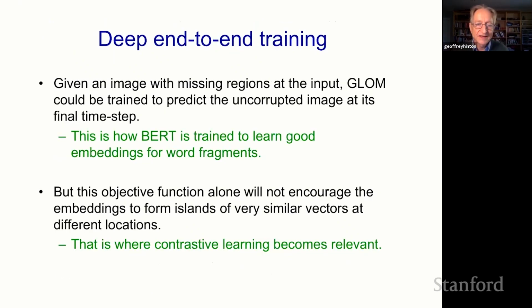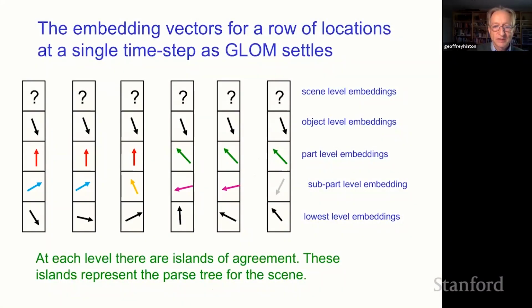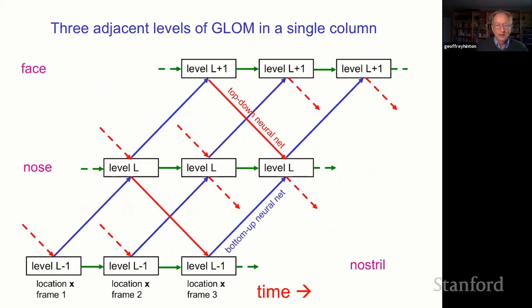Okay, I'm getting near the end. How would you train a system like this? Well, obviously you could train it the way you train BERT. You could do deep end-to-end training. And for GLOM, what that will consist of, and the way we trained a toy example, is you take an image, you leave out some patches of the image, you then let GLOM settle down for about 10 iterations, and it's trying to fill in the lowest level representation of what's in the image, the lowest level embedding, and it fills them in wrong.